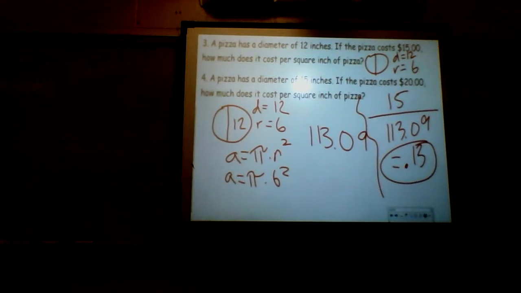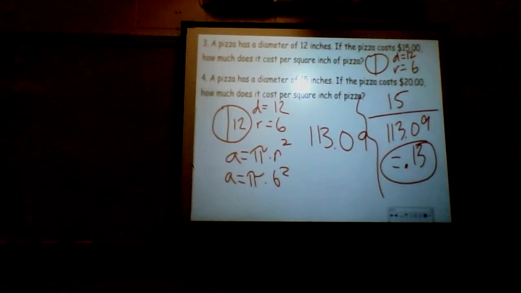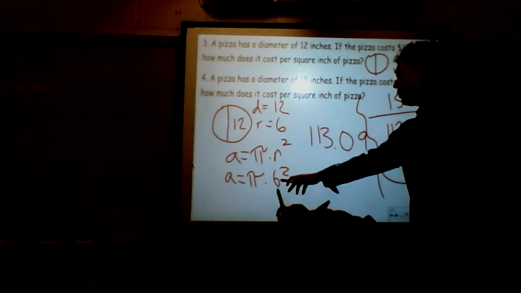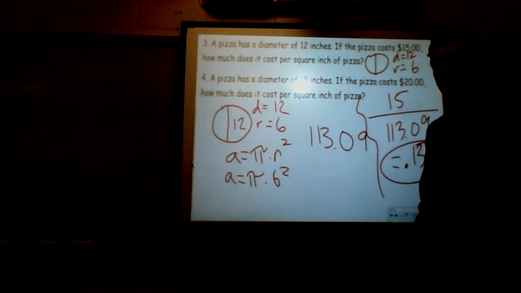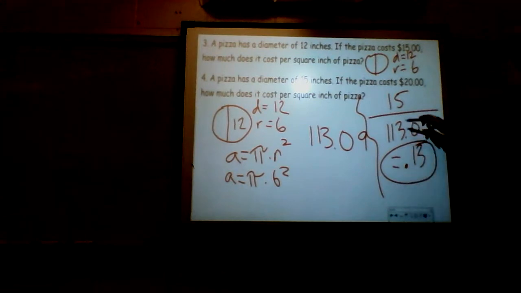Some of you might have done it the other way and done 113.09 and divided that by 15. If you did it the opposite way, I don't know if you can see this, you would have gotten 7.53, which means each inch of pizza would have cost $7.53. It doesn't make sense. We found the area of the pizza. The whole pizza had this area. We know how much it costs. So to find out how much it costs per 1 inch, cost of the pizza divided by how much it was.